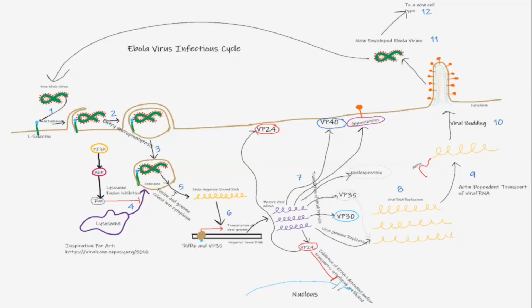This viral RNA is taken to the cytoplasm through actin transport, and then all the proteins along with the nucleic acids are virally budded off into the environment, where this new enveloped Ebola virion can infect the same target cell or go to a new type of cell.